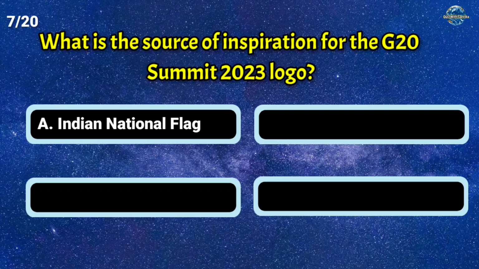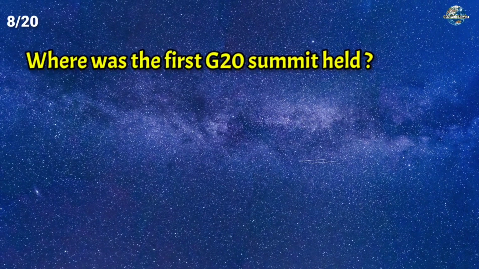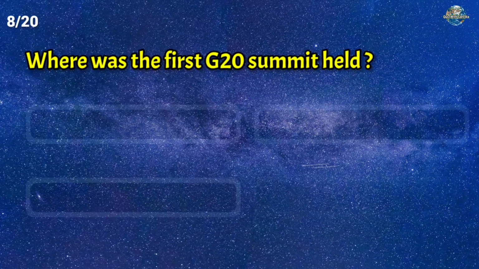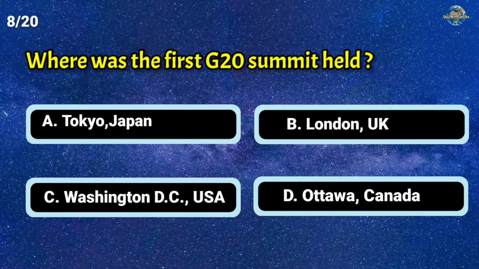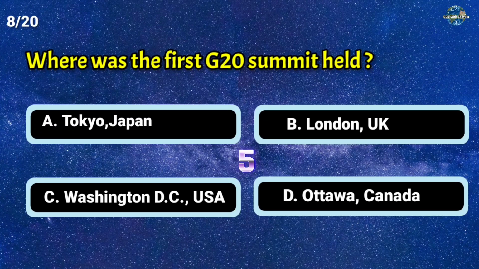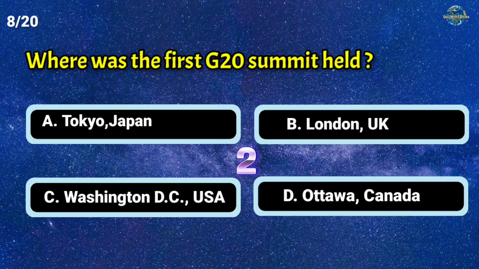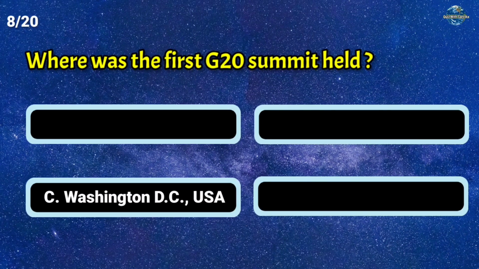Answer is A, Indian national flag. Where was the first G20 summit held? Answer is C, Washington, D.C., USA.